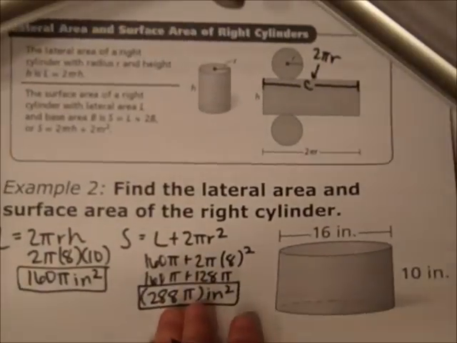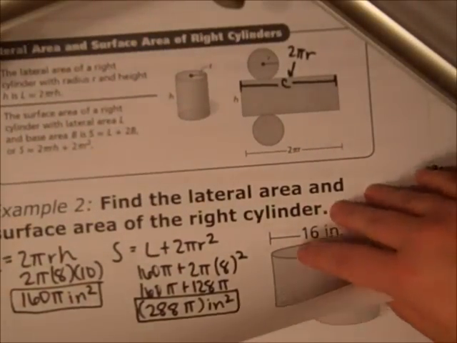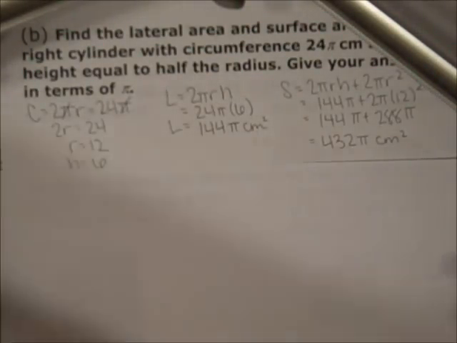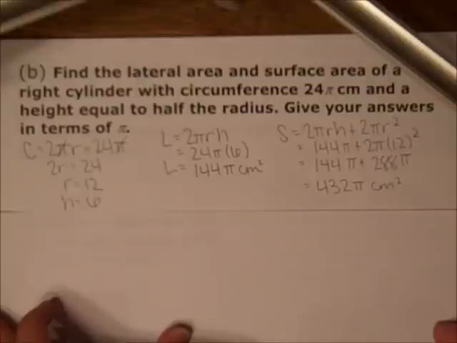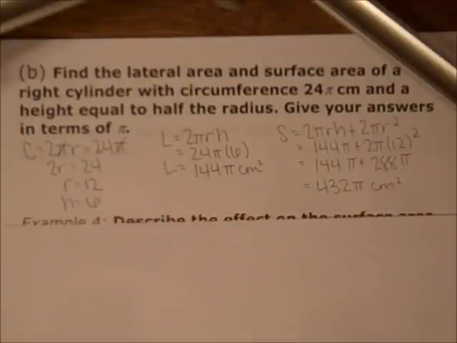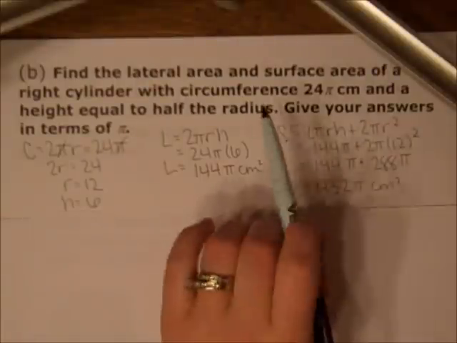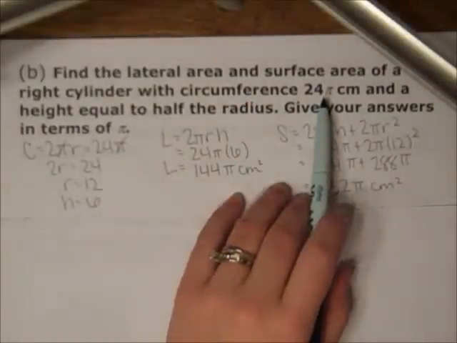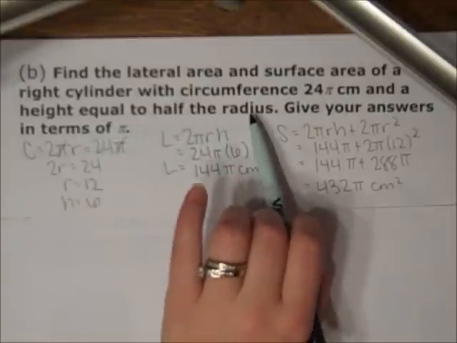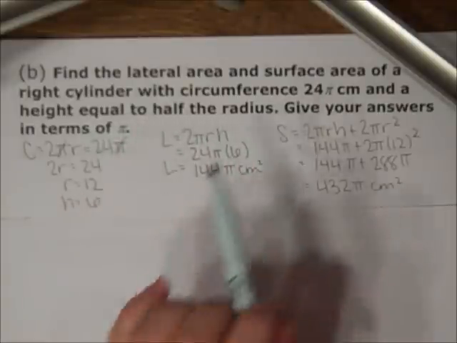Okay, try example B by yourself. All right, so same concept, except instead of giving us the dimensions, they give us kind of a formula. So circumference is 24 pi, and the height is equal to half the radius. So we have to solve before we can get started.